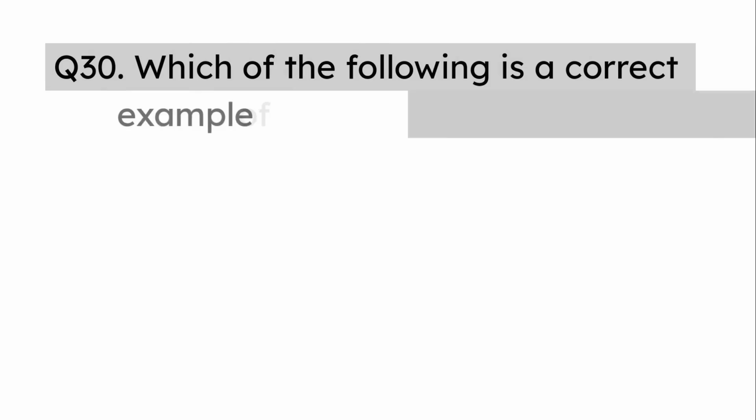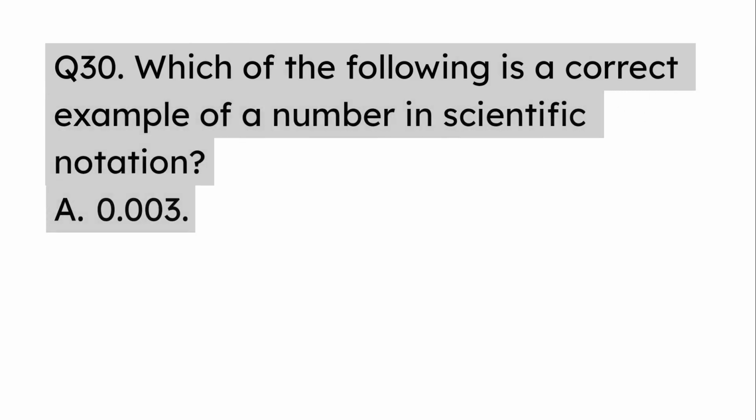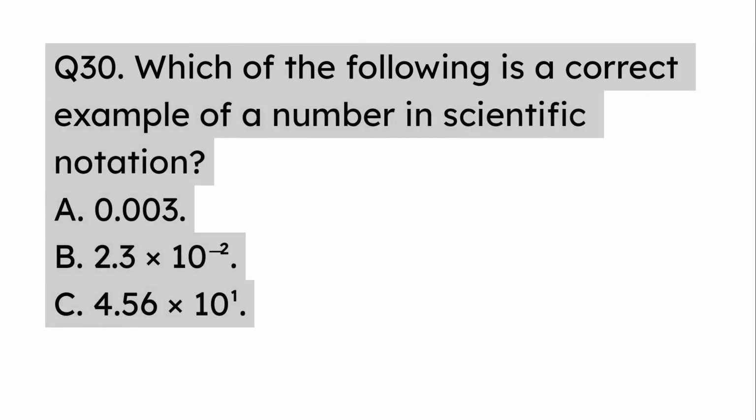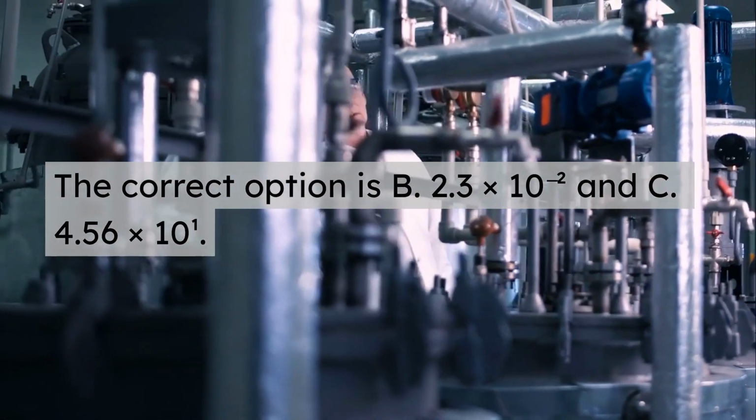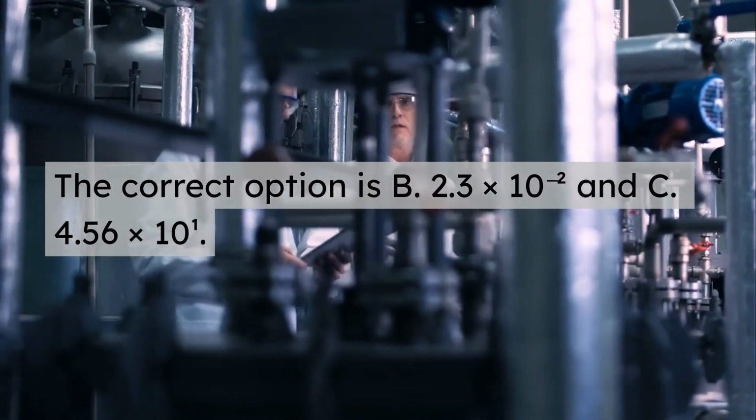Q30. Which of the following is a correct example of a number in scientific notation? A. 0.003. B. 2.3 times 10 squared. C. 4.56 times 10 to the power of 1. D. 100. The correct option is B. 2.3 times 10 squared.